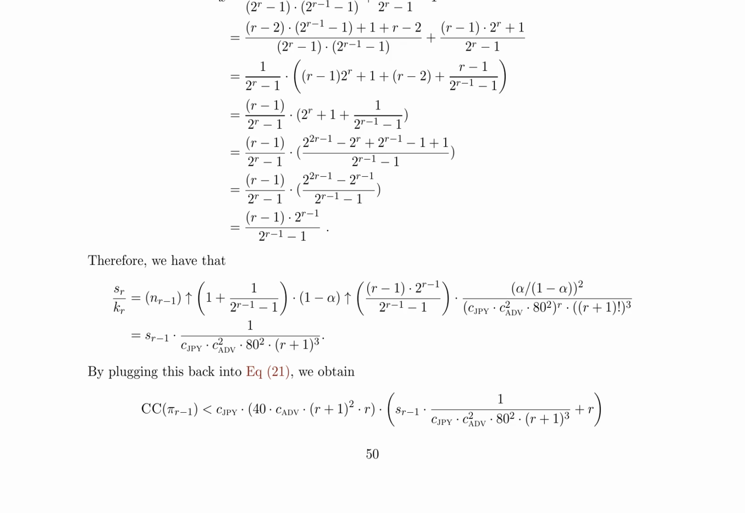This result is then used to rewrite the expression for S_R, K_R, which ultimately simplifies to a product of terms involving N_{R-1}, constants, and powers of 1/alpha and R+1. Finally, this simplified expression for S_R, K_R is plugged back into equation 21 to obtain a bound on the communication cost CC(pi_{R-1}). This bound is expressed as a product of constants and terms involving S_{R-1} and R+1.